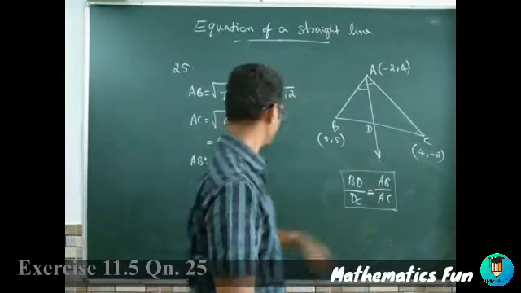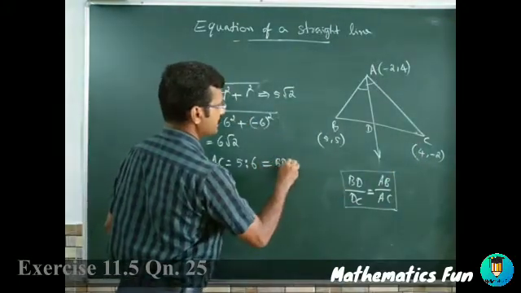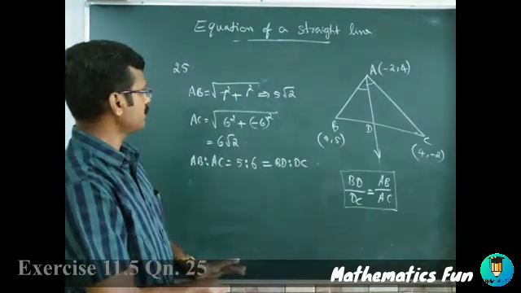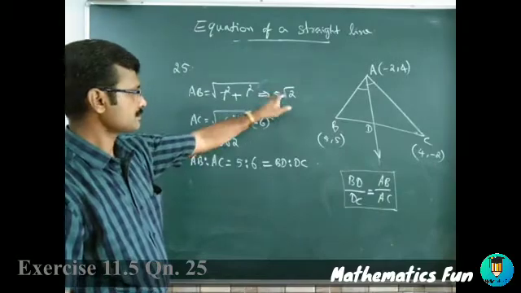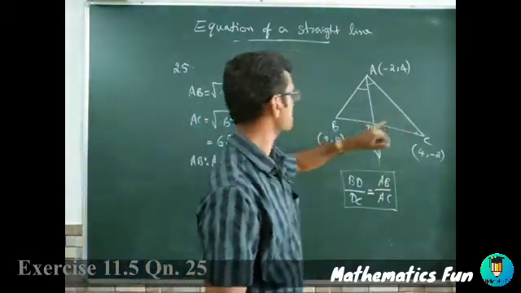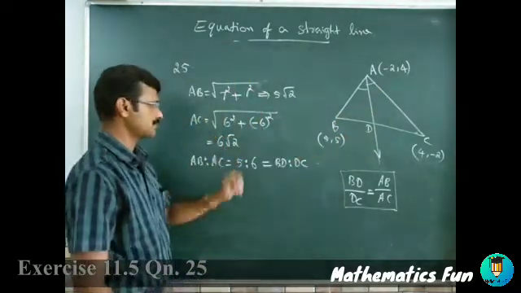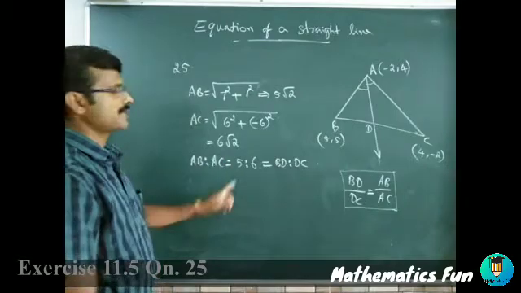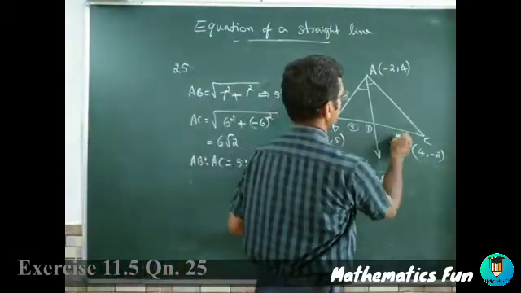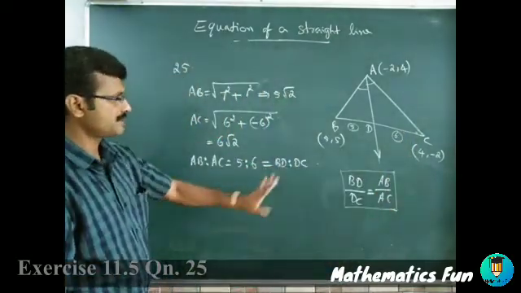Naturally, by this result, BD is to DC. So the ratio we are getting is 5 is to 6. This BC is 4 plus 2, 6 square, minus 2 minus 2, alright, 6 root 2. So the ratio is 5 is to 6. We got the ratio BD is to DC is 5 is to 6.